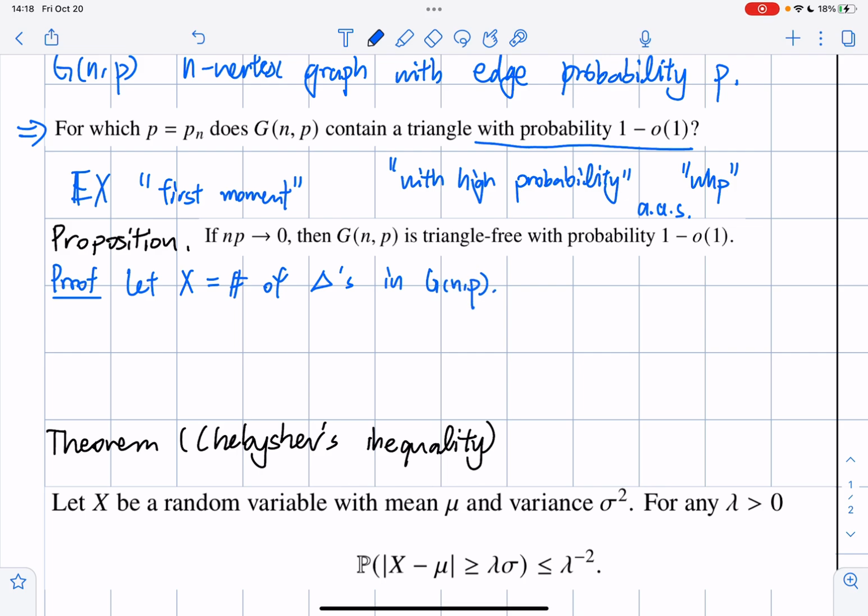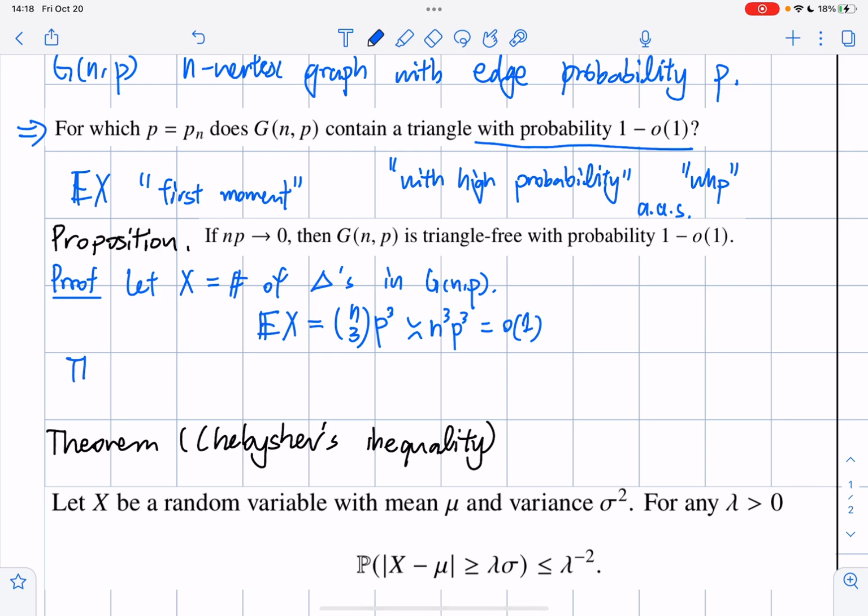Then from the linearity of expectation, the expectation of X equals n choose 3. We choose 3 vertices from the n vertices. Then each edge has probability p, and there are 3 possible edges, so there's a cube here. And it's asymptotically n cubed times p cubed. Given the assumption that np tends to 0, this also tends to 0.